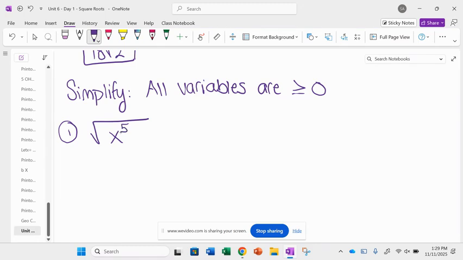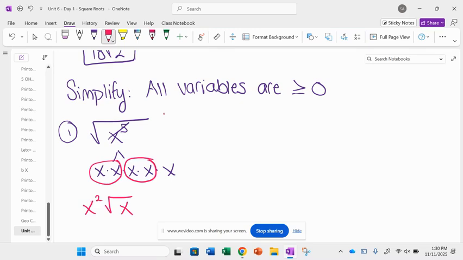Let's say I have the square root of x to the 5th power. X to the 5th power is x times x times x times x times x, right? 5 x's multiplied together. And so if we're looking for pairs, here's a pair, here's another pair. So how many x's are getting brought outside? 2. So it's not 2x. What is it going to be? X squared, and there's 1 x left over. So when we have the square root of x to the 5th power, we simplified that to x squared root x.